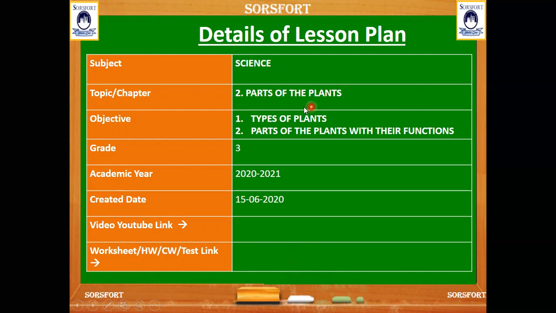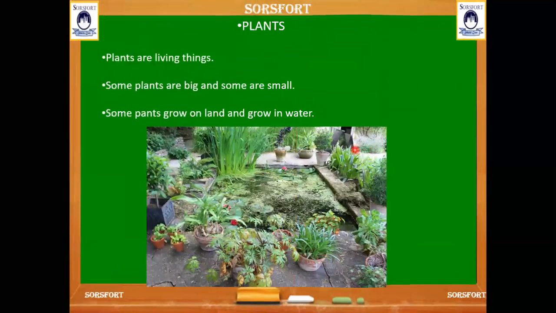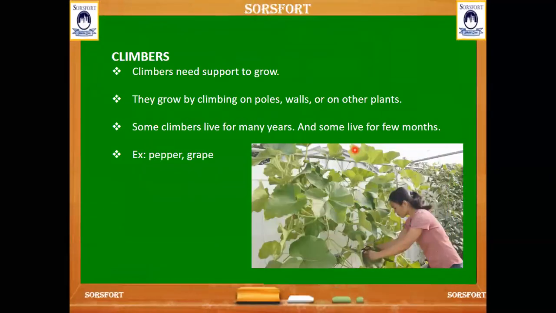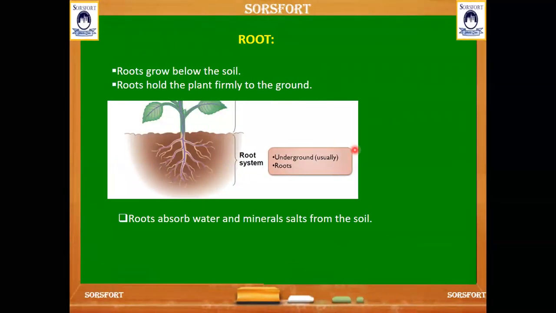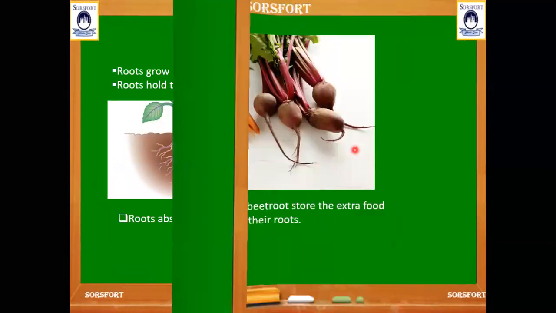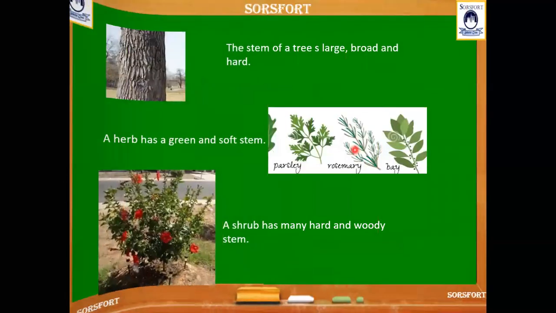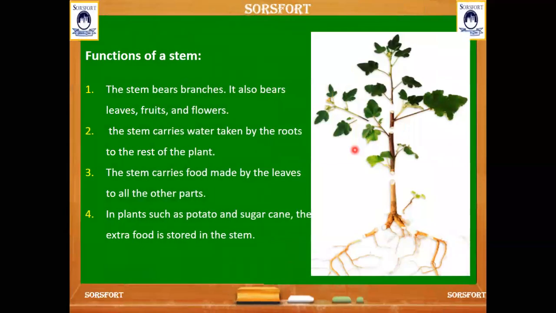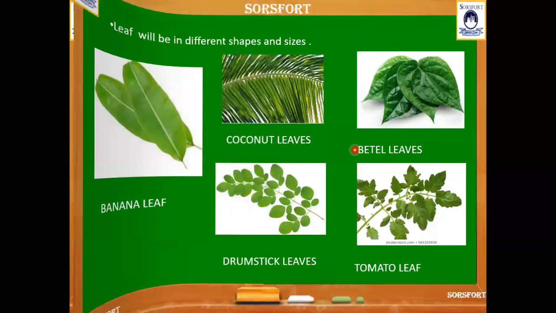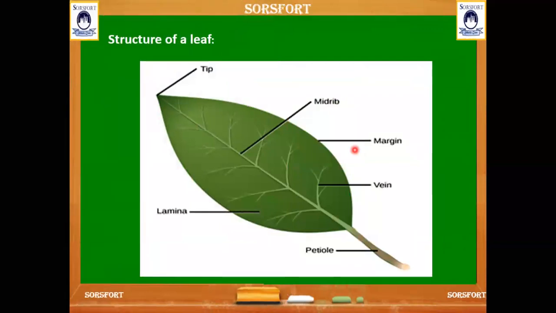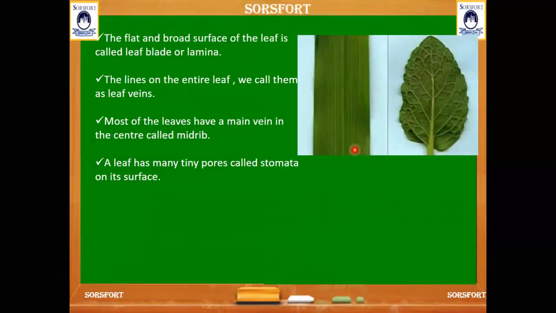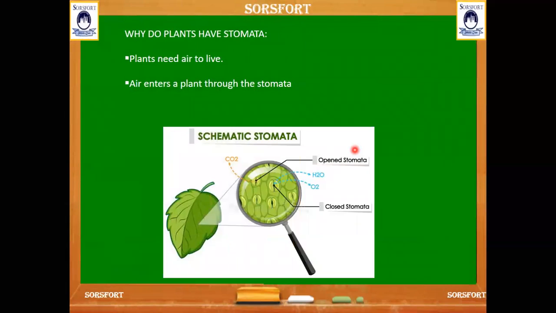In the previous class we have learned about types of plants and a few parts of the plants with their functions. Now let us discuss other parts of the plant with their functions. In the last class we discussed about root, kinds of roots, stem, its functions, the leaves and different types of leaves, structure of leaves, functions of leaf.